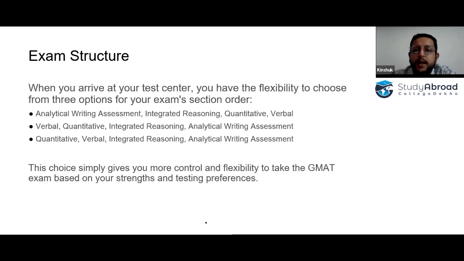So basically what will happen is, when you start the test, you will be given the option to choose in which order you want to do it. Now this order is very important for your strategy. So basically you can start with analytical writing assessment, then integrated reasoning, then quantitative and verbal, or you can start from verbal, then quantitative, then integrated reasoning and analytical assessment at the end. Or you can start with the quantitative part, your maths part, then verbal, English, then integrated reasoning, and then analytical assessment. You have to choose either of these three. You cannot make your own choices. For example, you cannot start off with integrated reasoning. You don't have that option, right? So either you do it on the second go or the third go. That is the only option there, right?